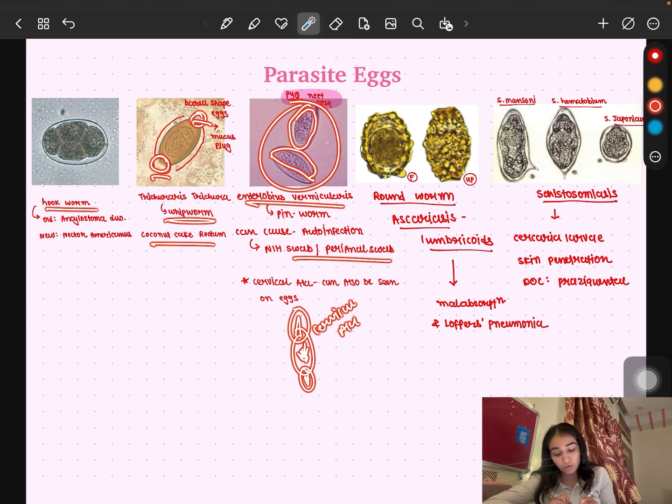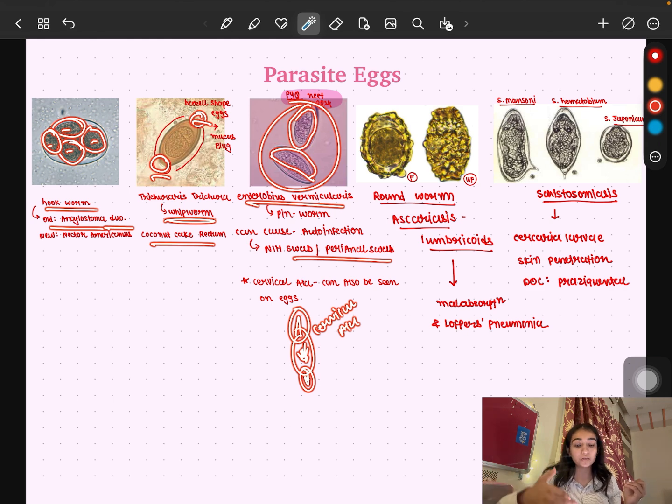Next is hookworm. You have got two hookworms, which are the old world hookworm and the new world hookworm. The old is Ancylostoma duodenale and the new is Necator americanus. This is the egg of the hookworm. So hookworm, then we have discussed whipworm, which is Trichuris. Then you have pinworm, which is Enterobius vermicularis, and the next is roundworm.